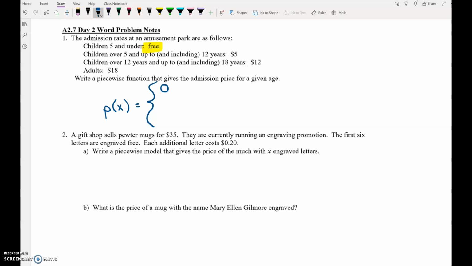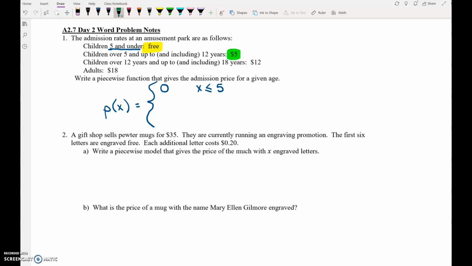we have to write some sort of statement about the age of the child. Children 5 and under. So X is the age of the child. X needs to be less than 5. Is it less than 5 or less than or equal to 5? Less than or equal to 5, because it says children 5 and under, so that means including the age of 5.